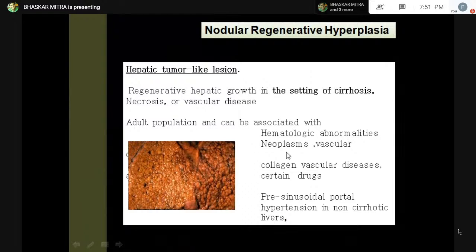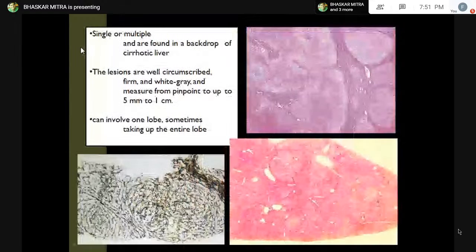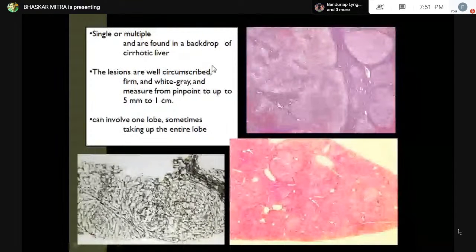It can be associated with different hematological abnormalities, different neoplasms, collagen vascular disease, or in non-cirrhotic conditions like pre-sinusoidal portal hypertension. These are usually single or multiple, usually found in the backdrop of a cirrhotic liver. This is a cirrhotic liver showing the bands of fibrosis enclosing the nodules of liver tissue.